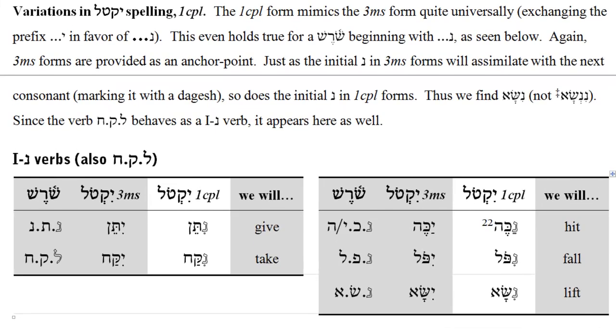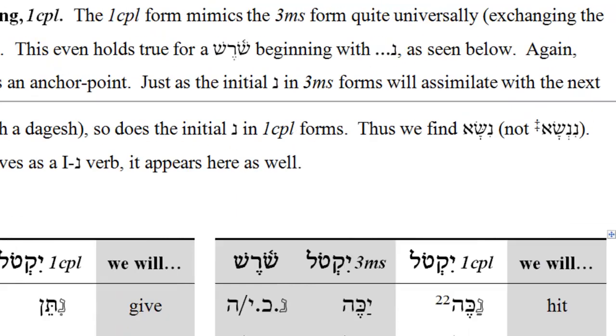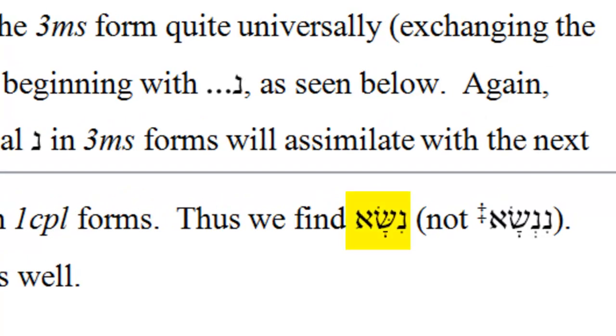Take, for example, first nun. Just as the initial nun in third masculine singular, the he will form, will assimilate with the next consonant, that is the middle radical of the shoresh, that same assimilation of the first nun takes place with these first common plural forms. So we find nisa with a dagesh in the sin, rather than nin sa, a hypothetical form which you will never find.